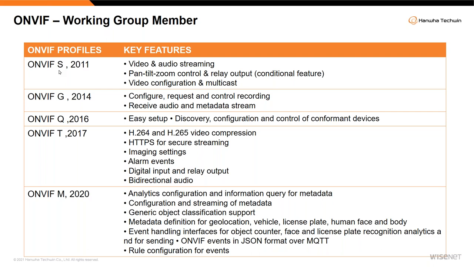ONVIF G, Q, T added H.265. H.265 was not required in S. So if a VMS supports ONVIF S only, maybe H.265 cameras will not connect. So that was not a criterion at that time. H.265 as a mandatory addition was in 2017. But today, with so many analytics, ONVIF released one more standard called ONVIF M.